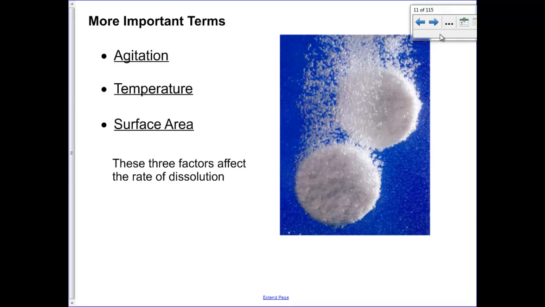Okay, a couple other things. How do you make things dissolve faster? Let's say you really need to make things dissolve quickly. Well, agitation is the first term I want you to know. Do you know what agitation means, though, from a chemistry point of view? Agitate in chemistry means stir. If you try to stir something, it'll dissolve faster, right?